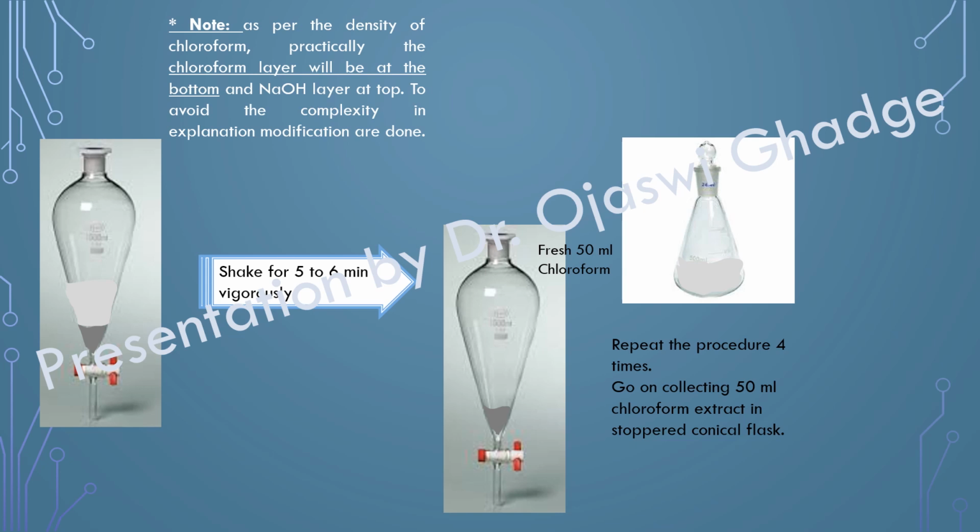So in this way we have collected 50 ml of chloroform 4 times in the stoppered conical flask. That becomes 200 ml of chloroform, in which we suppose that the whole trimethoprim has been transferred. Now whatever is in the separating funnel is just the NaOH and sulfamethoxazole. Now we have separated this trimethoprim from the formulation.